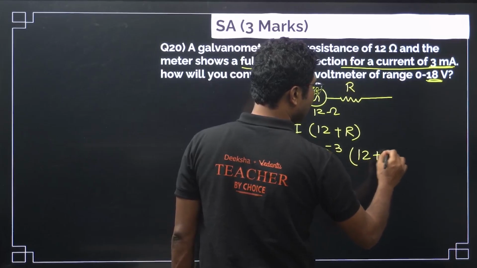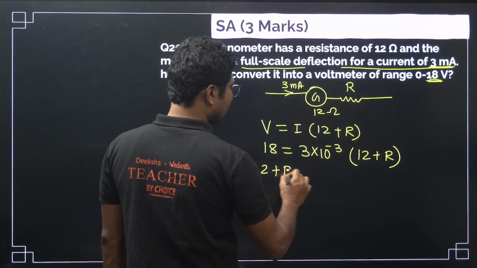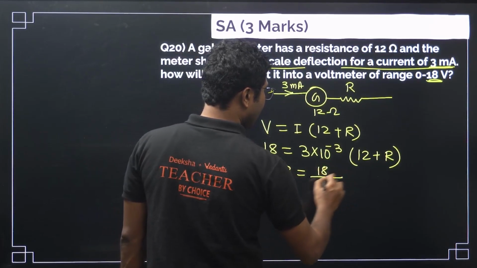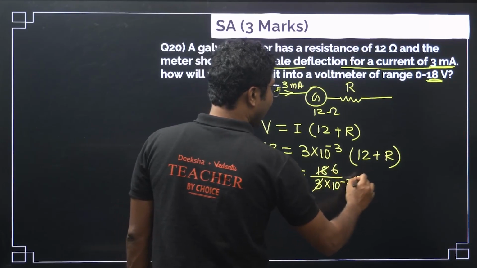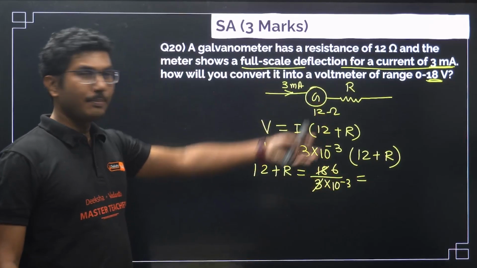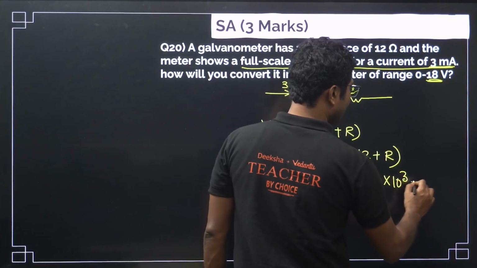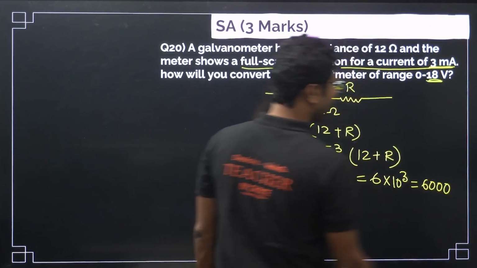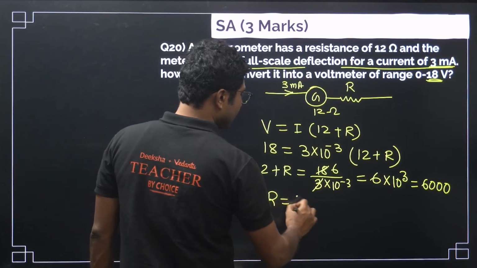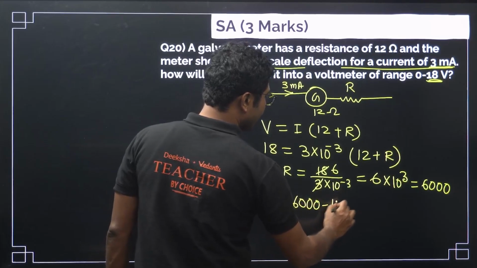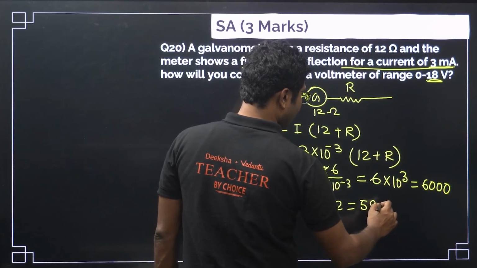So, 12 plus R. Now, let us simplify this. So, 12 plus R equals 18 by 3 into 10 to the power of minus 3. So, it will be 6 and 10 to the power of minus 3 will go up and become plus. So, it will be 6 into 10 to the power of 3, that is 6000. So, R will be 6000 minus 12, that is 5988.